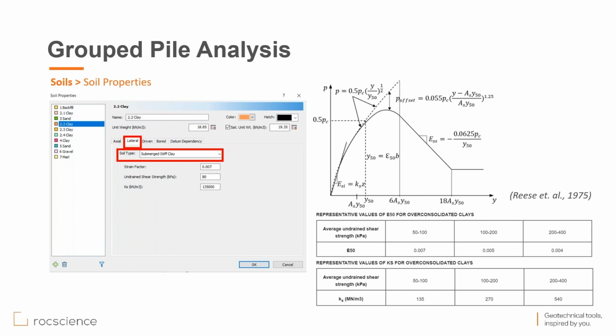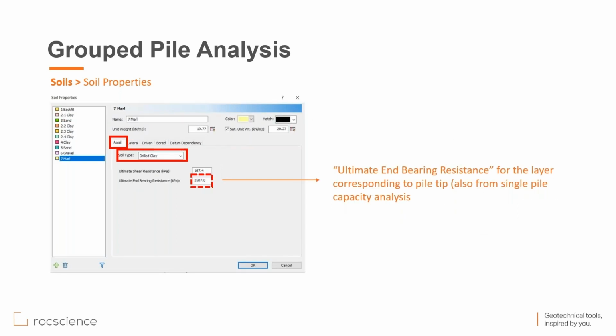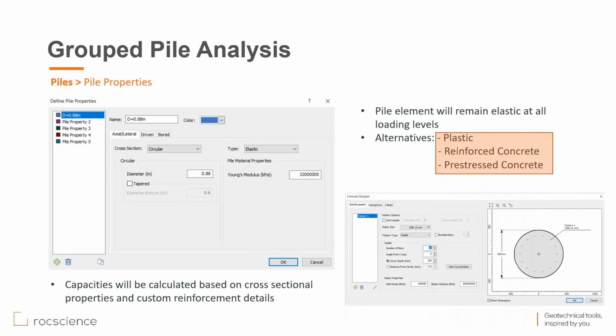So this constitutive model is supplied with all its consistent mathematical formulations and just general recommendations on what you may use for the input parameters. The ultimate end bearing resistance for the layer corresponding to the pile tip is not entered as 0. Let's not forget this. Having said all that, we're done with the layering and the soil properties.